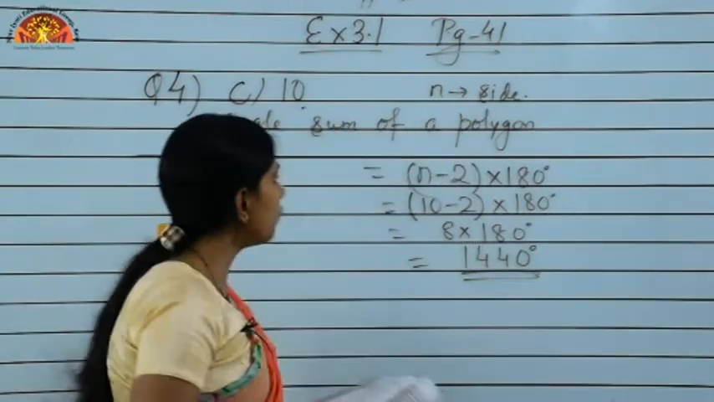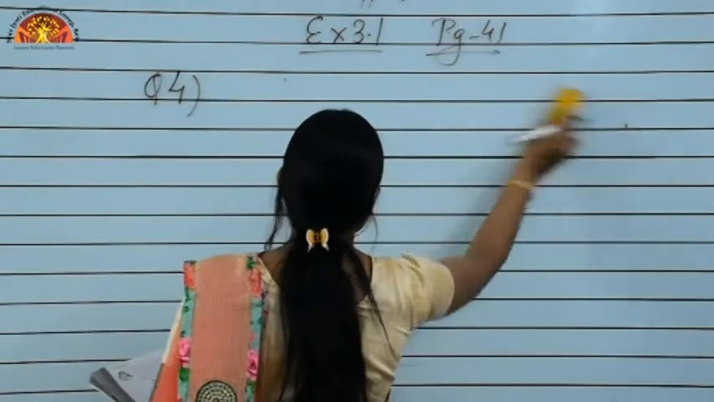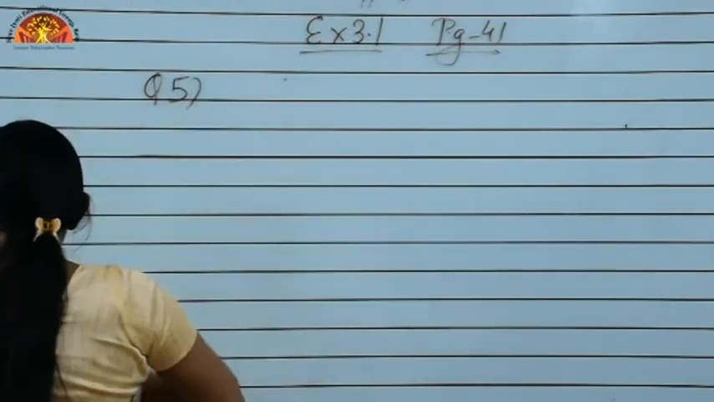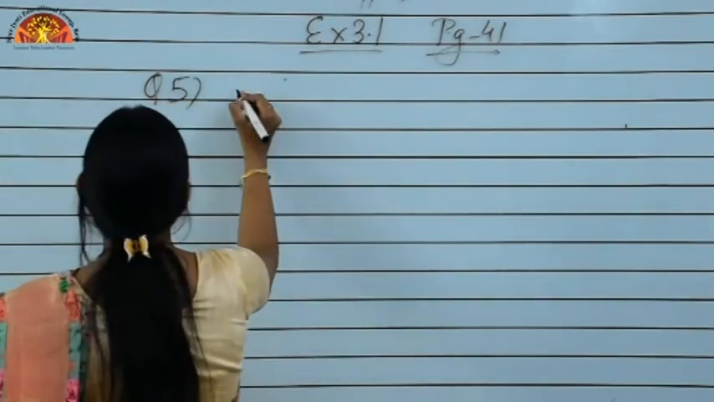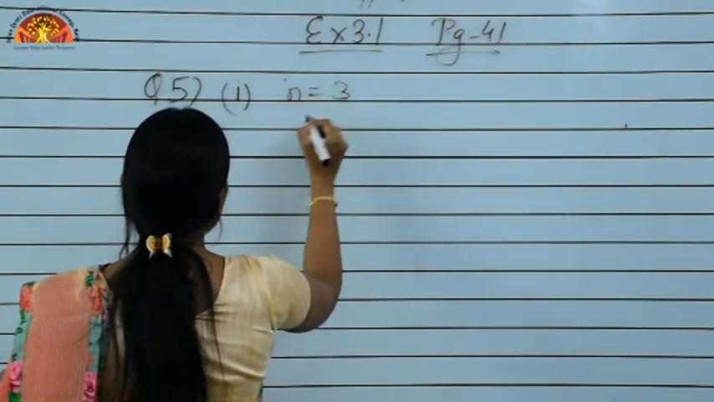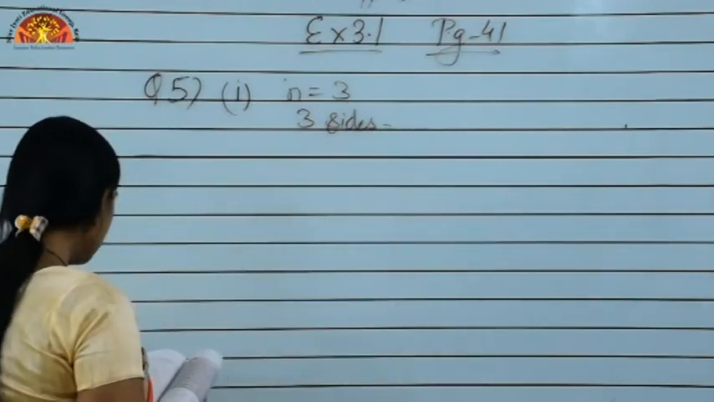So just see question number 5. Just see the first part. Number of sides given is, that is n is equals to 3. That is the 3 sides.